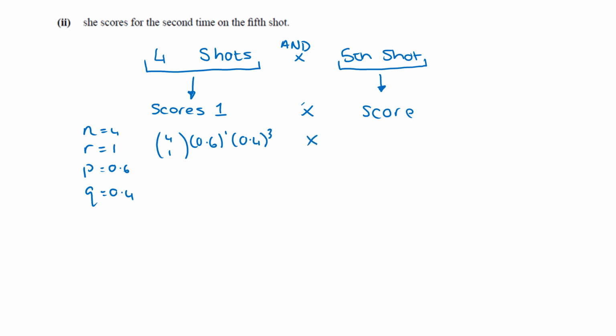And what's the chance that she scores? That's just 0.6. So we have to take that last shot out of it. So when we work that through, that gives us a total of 0.09216. But remember, we're doing 3 decimal places. So that is 0.0. I've actually drawn my line in the wrong place. I'll do it in red. It should be here. And 0.092.